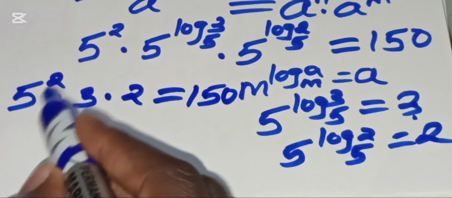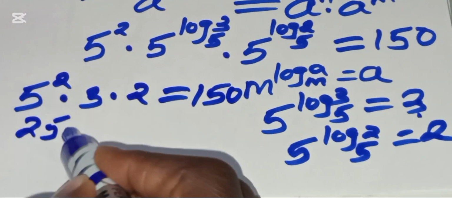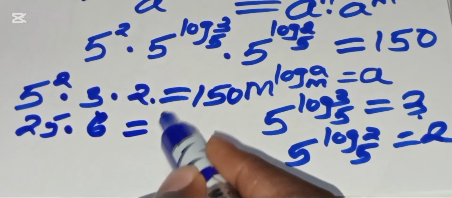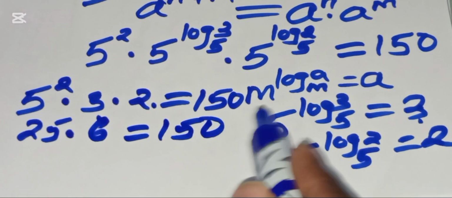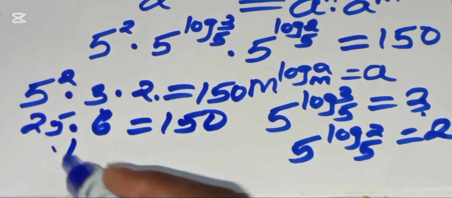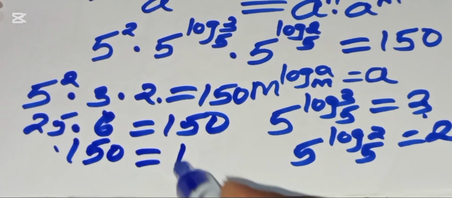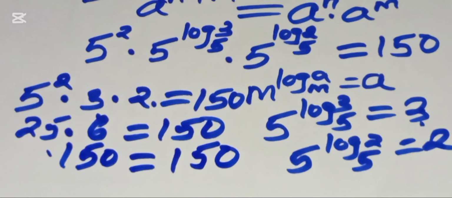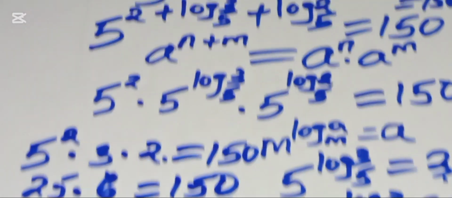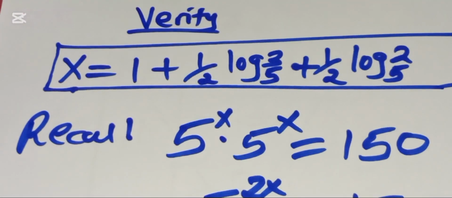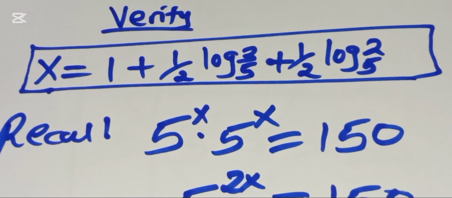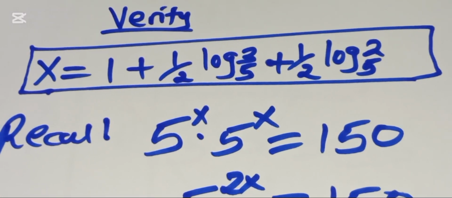Now 5 squared is equal to 25, multiplied by 3 times 2, which is equal to 6. This is supposed to give us a value of 150. So 25 times 6 is 150 on the left hand side, which happens to be equal to the right hand side. And that affirms that the value of x, which is 1 plus a half log 3 to base 5 plus a half log 2 to base 5, satisfies the equation.